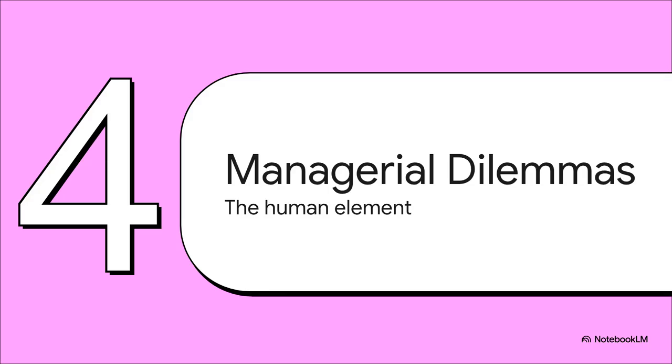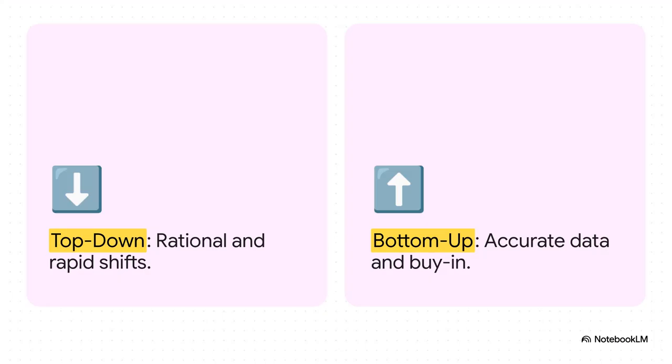All right, Section 4, 4 key managerial dilemmas. Strategy execution is messy, mostly because, well, humans are the ones managing it. Our first big tug-of-war is between top-down and bottom-up influence. How much of the strategy should come from the top versus the bottom?